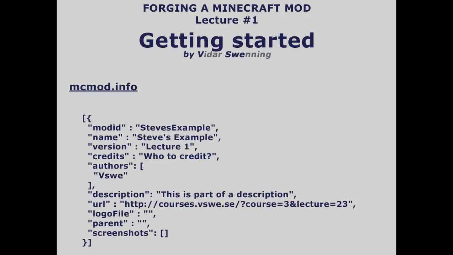And in the end we also added the mcmod.info file, which could look something like this. You just set it up, so you give it the mod ID, the name, the version, who to credit, the authors of the mod, the description, and some other information like that, so like the URL, the screenshots, and the logo file. And then this has to be called mcmod.info, and we put that in our source folder to be used.